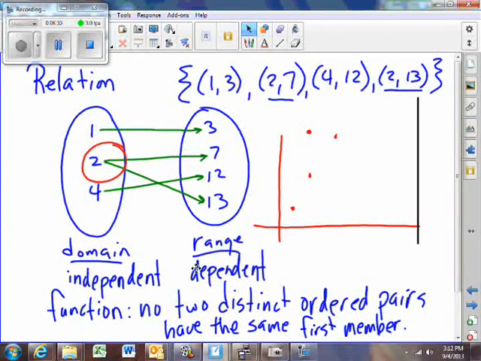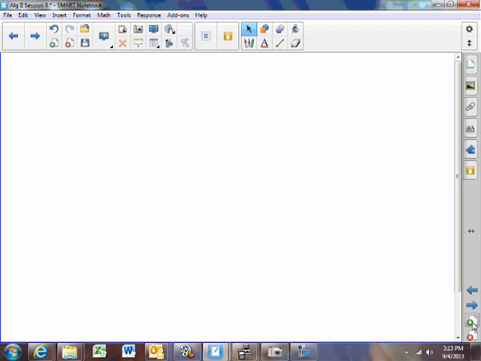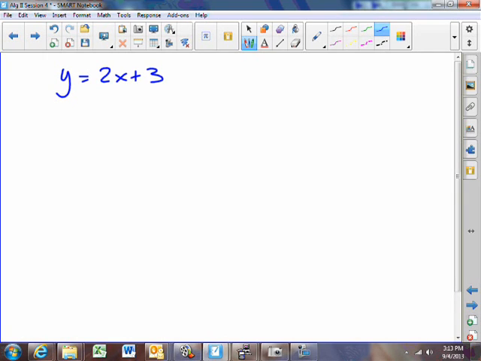Now, we want to talk about the way we delineate functions with equations. See, if you have a function like y is equal to 2x plus 3, this would be an equation in two variables that would generate ordered pairs. If you picked an x value and put it into the equation, you could solve for the y value that would be matched with it.